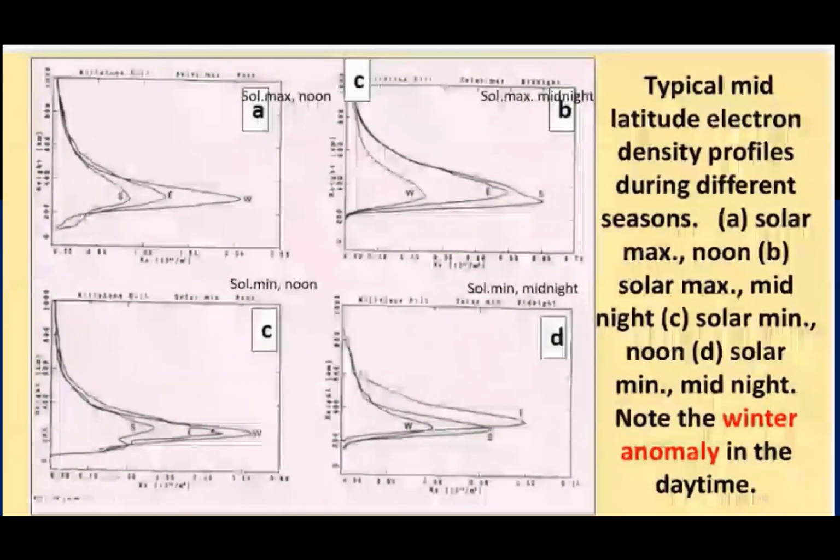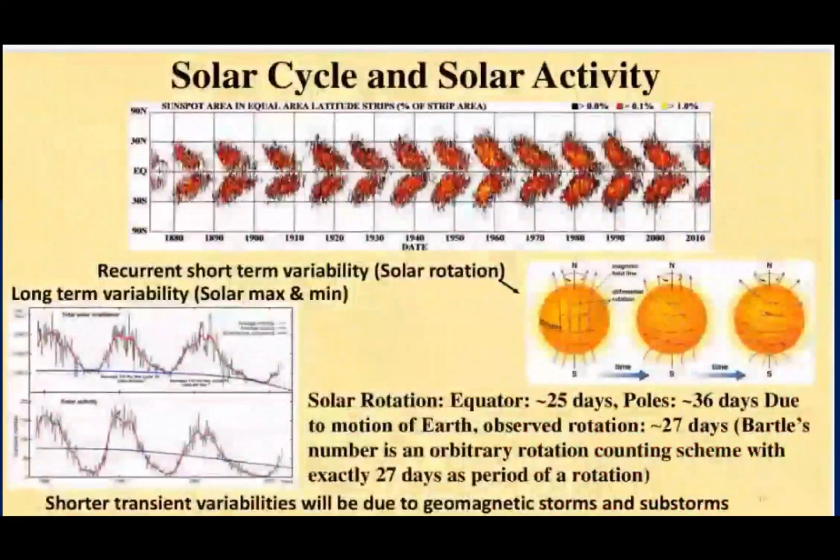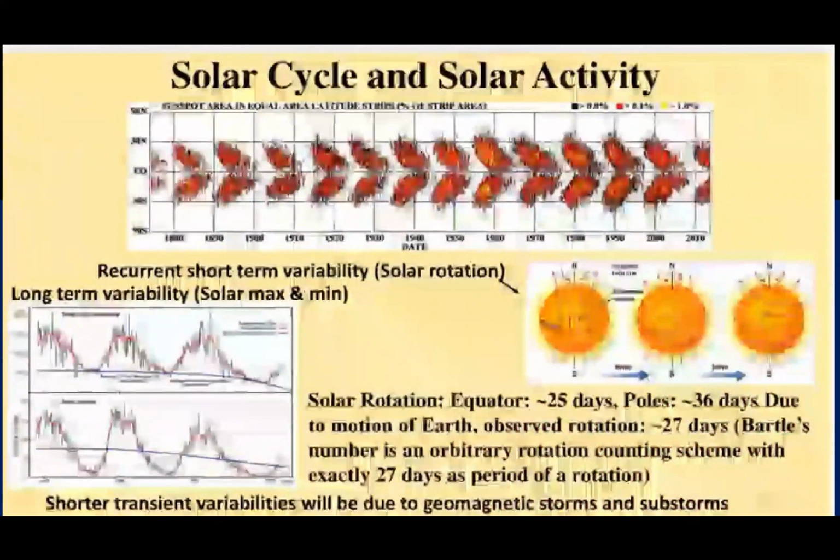So this phenomenon occurring during the daytime, that the electron density is more during winter than summer, is called the winter anomaly, which occurs in the daytime. So we have discussed this so far, the diurnal and seasonal variation, and one anomalous feature of seasonal variation also we have seen.